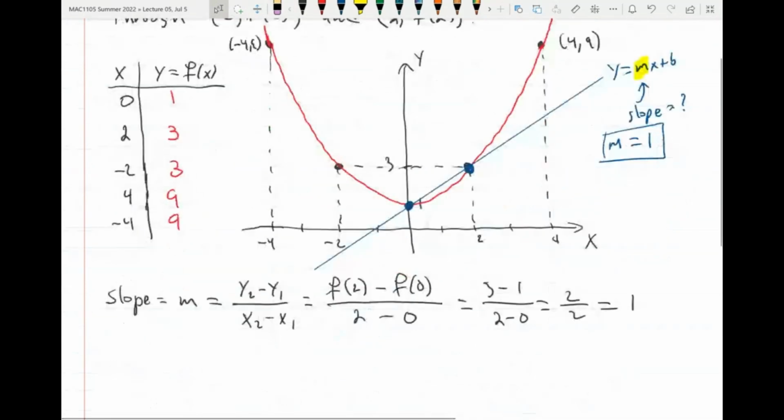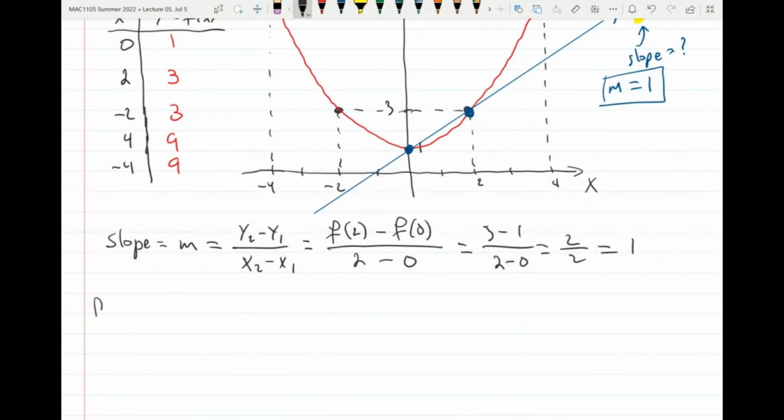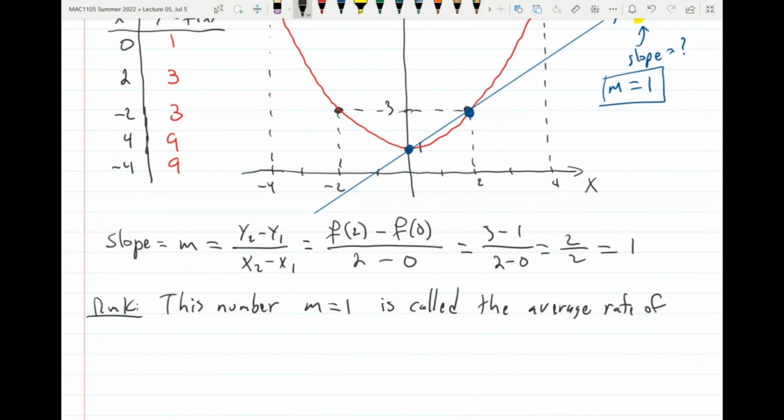So let me say that. Remark: this number, 1, is called the average rate of change of f from 0 to 2. So when they ask you to find the average rate of change of a function from one point to another one, all you have to do is find the slope of the line that joins those 2 points. That's all it is.